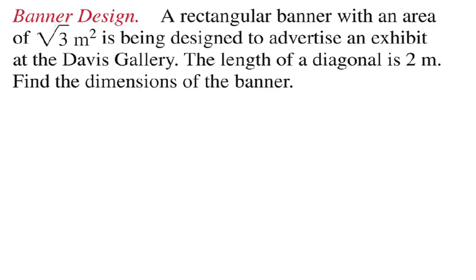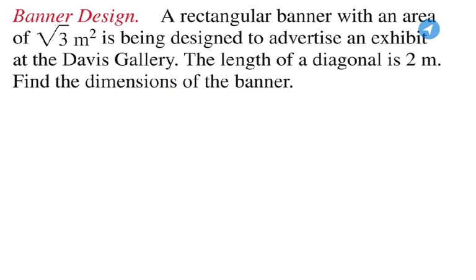In this example, we're going to do an application problem where we solve a system of equations. Let's read through the problem. A rectangular banner with an area of √3 meters squared, so we know an area, is being designed to advertise and exhibit at the Davis Gallery. The length of a diagonal is 2 meters. We need to find the dimensions of the banner.